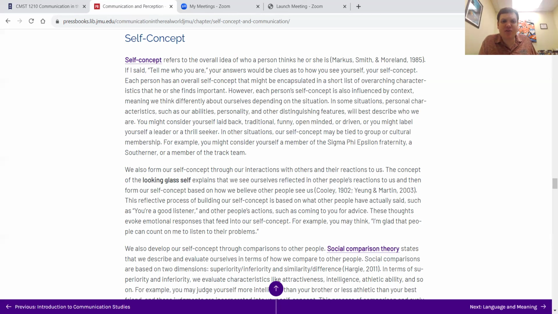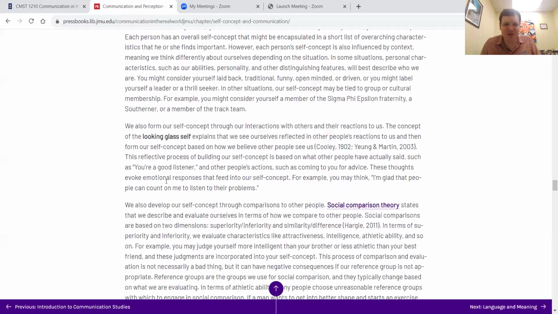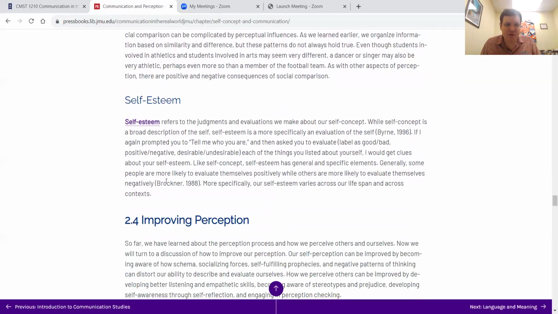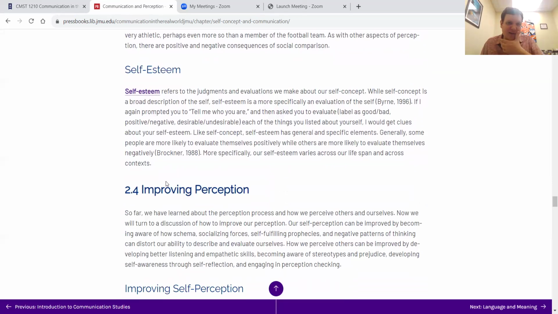But yeah, some people have a low self-concept too. So you can have a high self-concept or a low self-concept. I think this talks about self-esteem here. Yeah, self-esteem down here. I'm going to go to this one next. So self-concept is kind of who you are. Self-esteem refers to the judgments and evaluations we make about our self-concept. So it's more about labeling things as good, bad, positive, negative, desirable, undesirable.